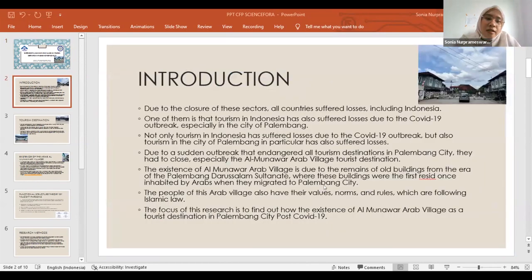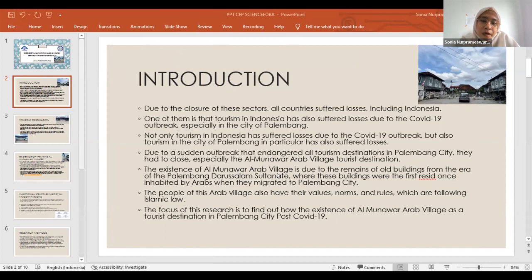Okay, first, introduction. The closure of this sector. All countries suffered losses, including Indonesia. One of them is that tourism in Indonesia has also suffered losses due to the COVID-19 outbreak, especially in the city of Palembang. Palembang is one of the cities in Indonesia. Not only tourism in Indonesia has suffered losses due to the COVID-19 outbreak, but also tourism in the city of Palembang in particular.